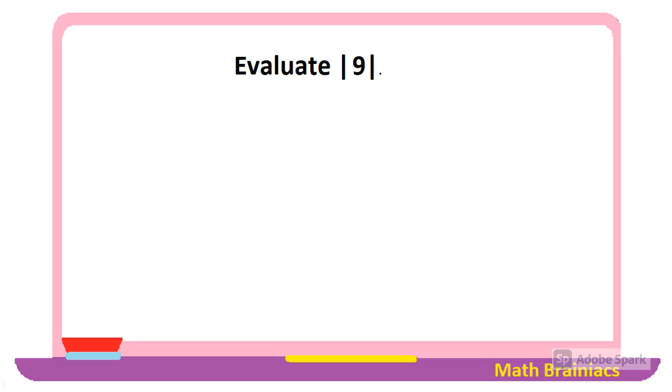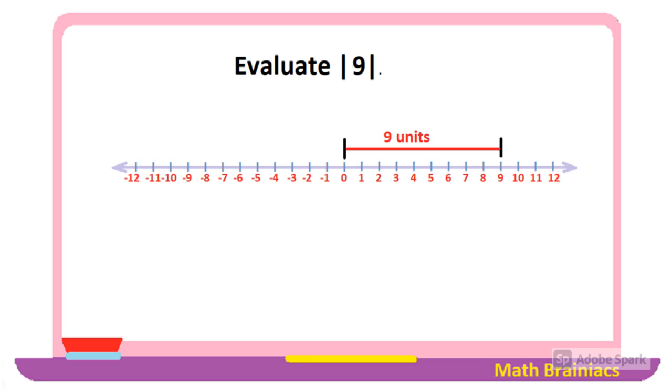What about this example? Evaluate the absolute value of +9. Using the number line, from 0 going to the right, which is 9, there is a distance of 9 units. Therefore, the absolute value of 9 is equal to 9.